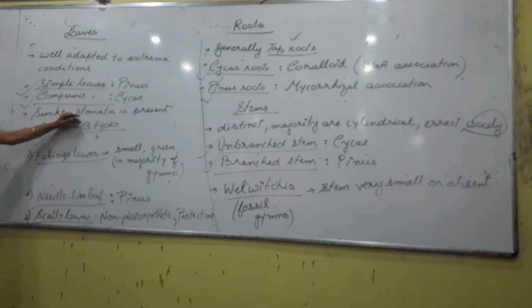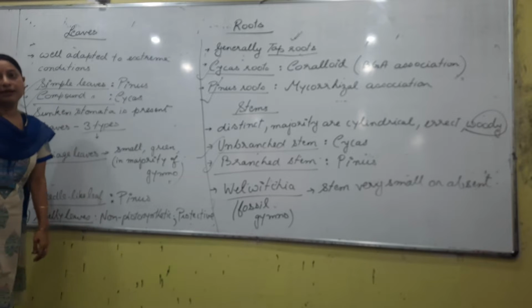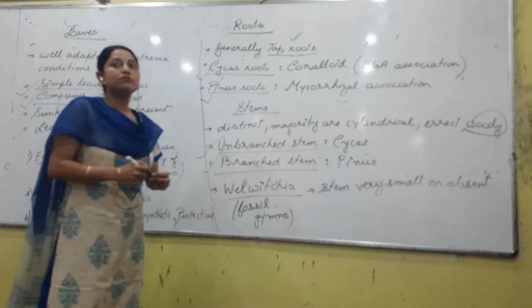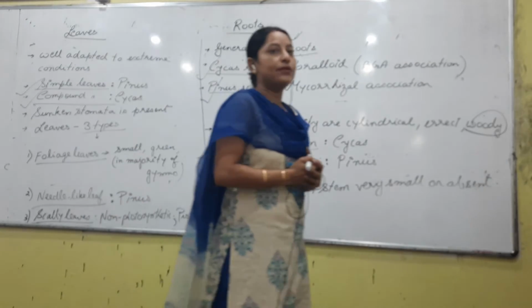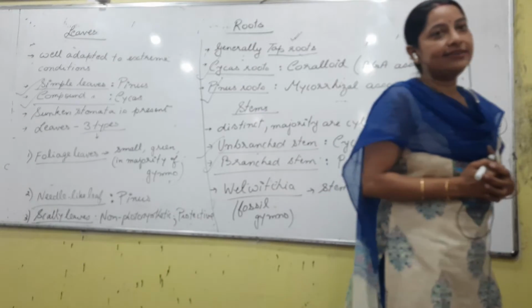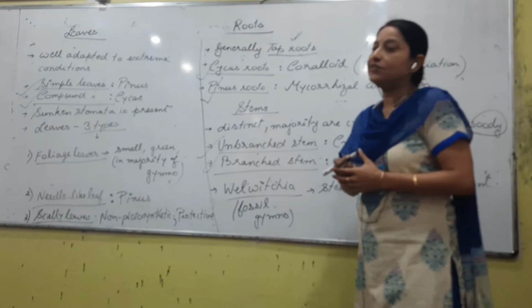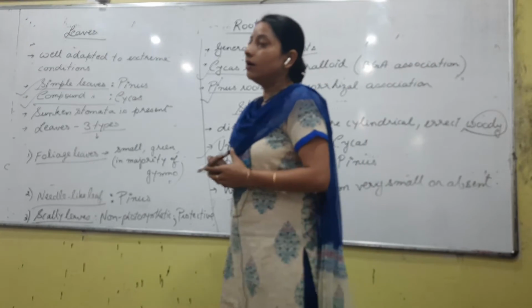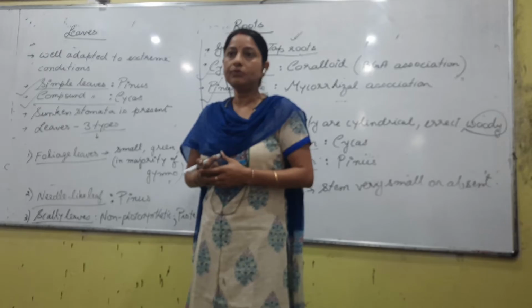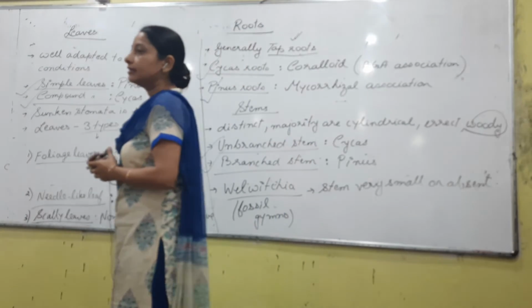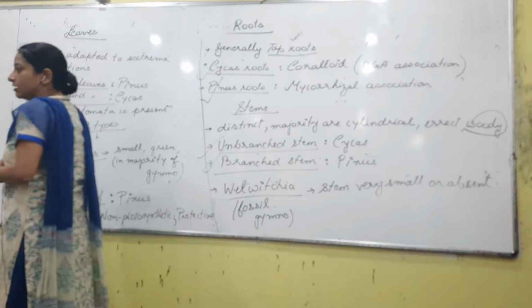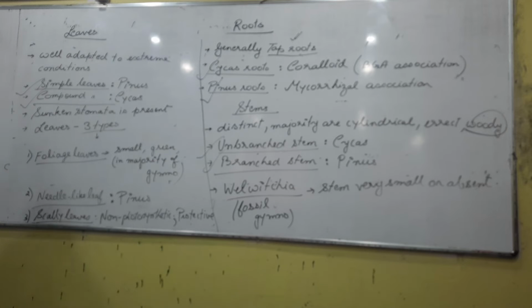Next, something called sunken stomata. The presence of sunken stomata is a xerophytic adaptation. Generally, gymnosperms are seen in the colder regions or in the hilly areas, right? And these plants are generally considered as xerophytes. What is a xerophyte? The plant that grows in waterless condition or scanty water is called a xerophyte, right?